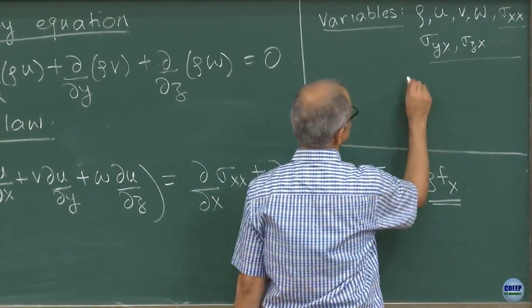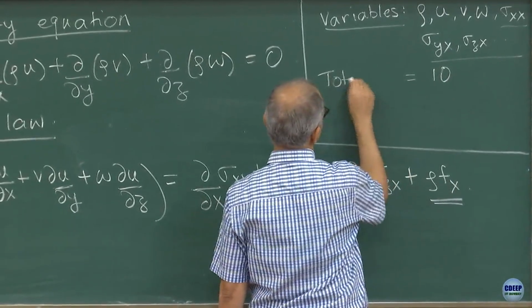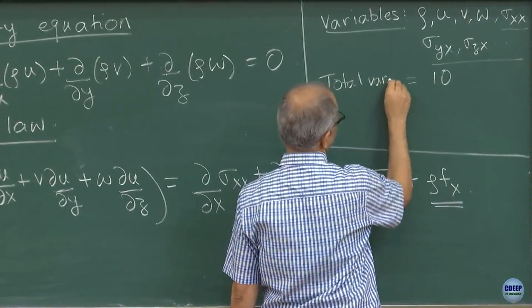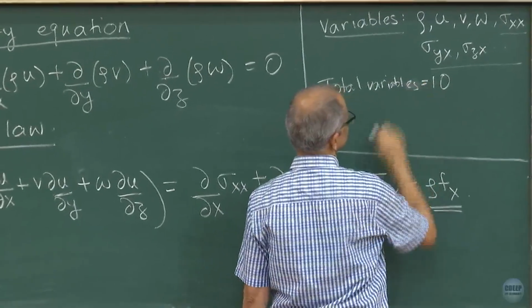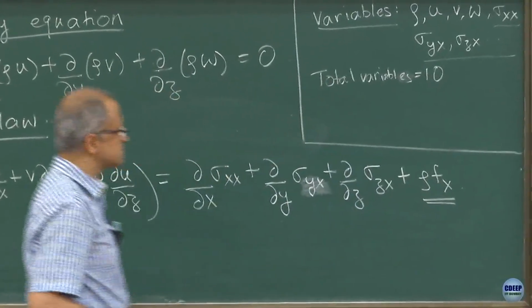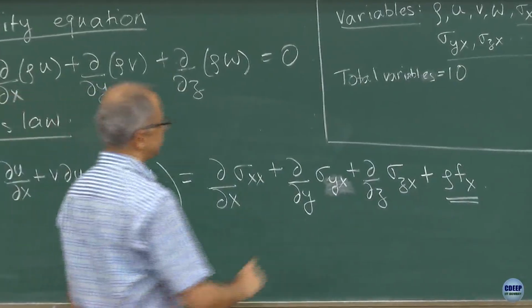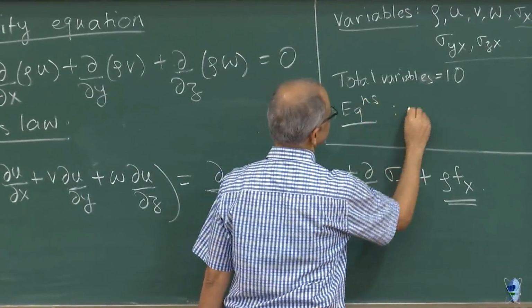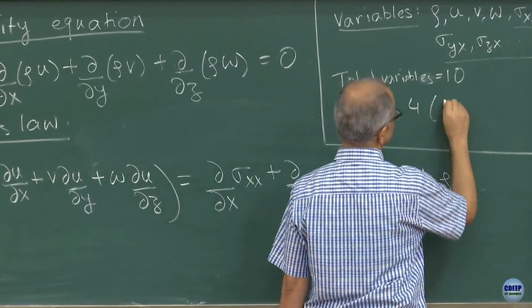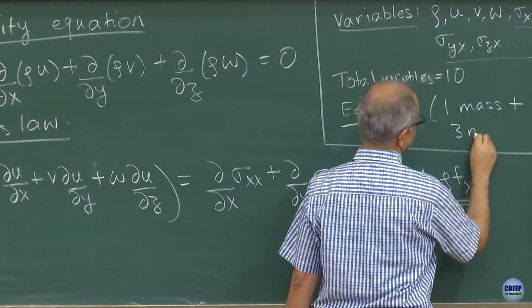So how many variables are there? A total of 10. Total variables is 10. Now, how many equations do we have? 4. So one is mass plus 3 momentum equations.